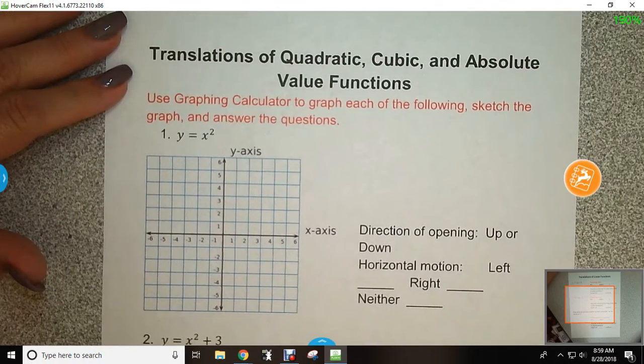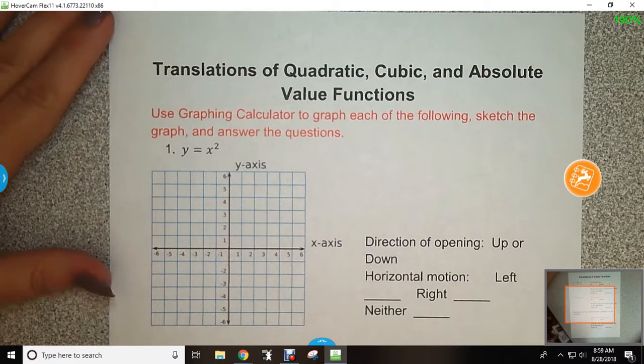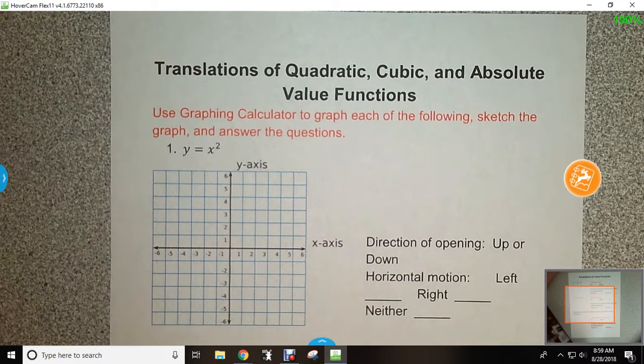All right, so now we're going to look at translating the graphs of other functions, such as quadratic, cubic, and absolute value. Most of this sheet is going to be about the quadratics, and we're going to see the cubic and absolute value and even some square roots at the very, very end of this one.